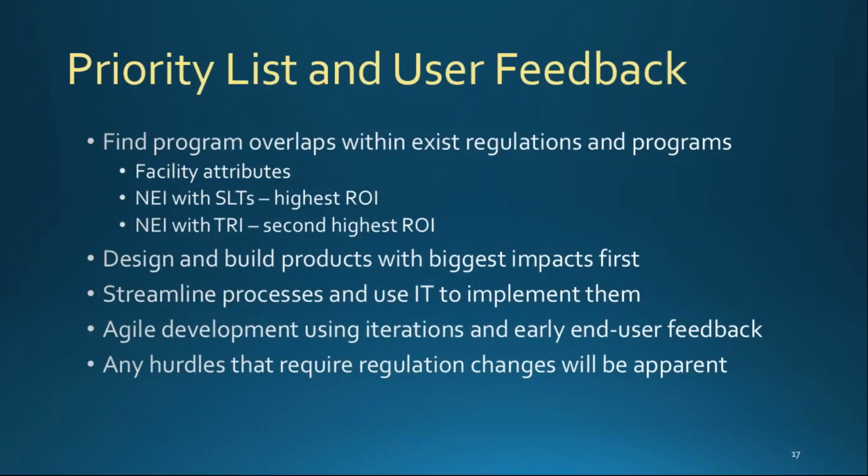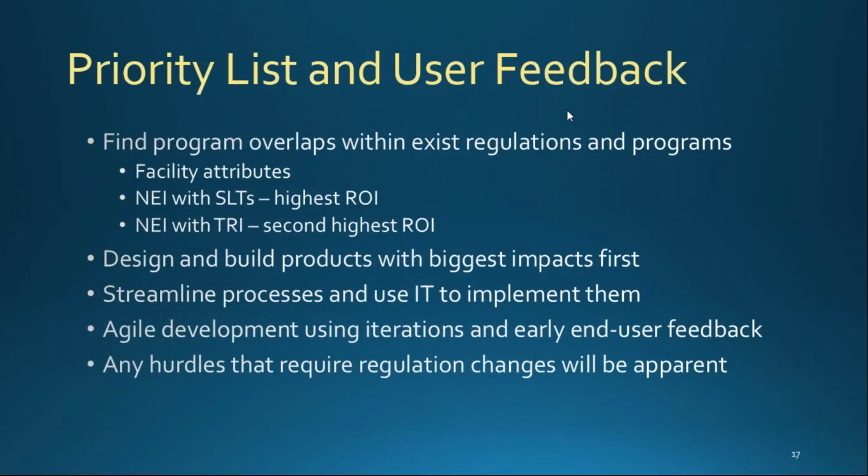Some of the principles here: we're looking for program overlaps between the existing regulations and programs within EPA and also across the states. We've identified a few of them here. The facility attribute, which I keep mentioning over and over, is probably a key in this regard. The interactions and joint reporting requirements of the National Emissions Inventory that EPA runs in partnership with the states have the highest return on investment, so that's going to be a priority.